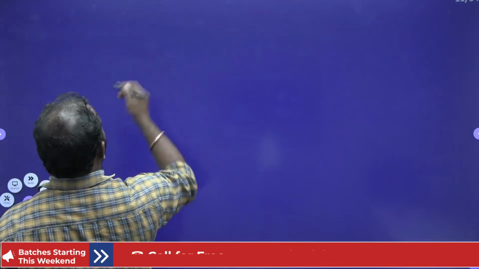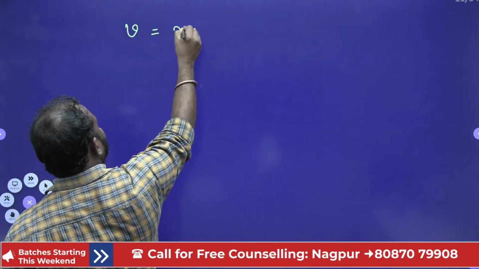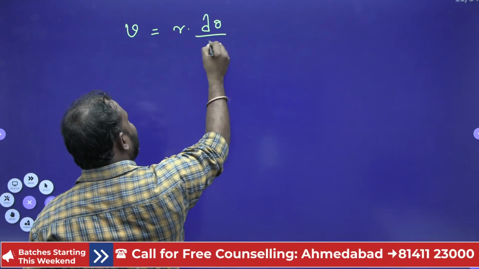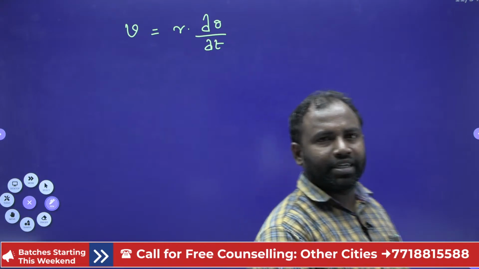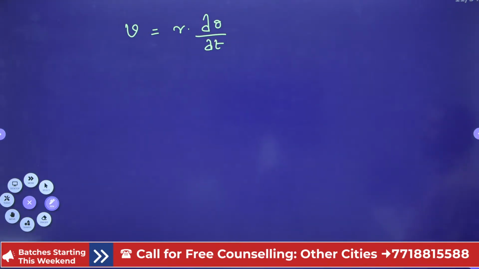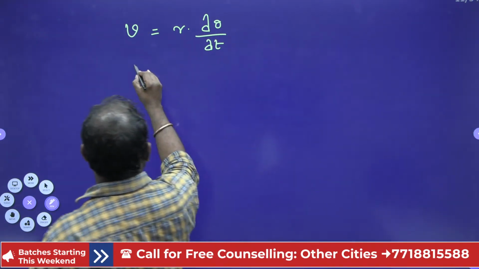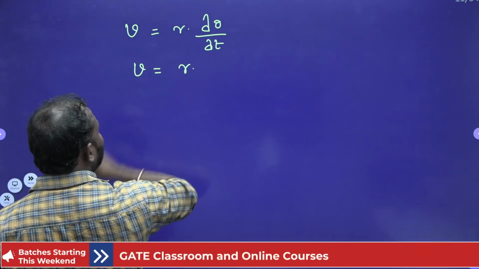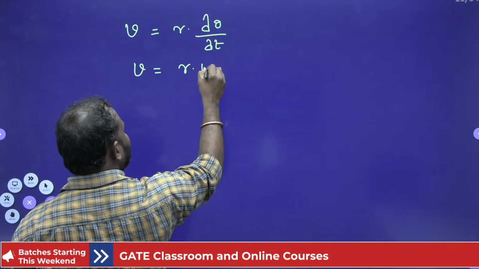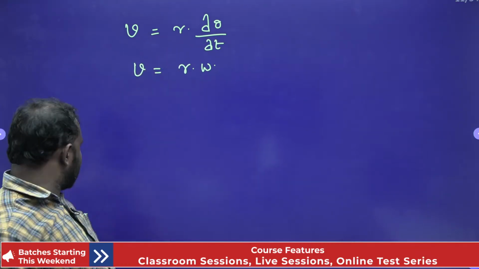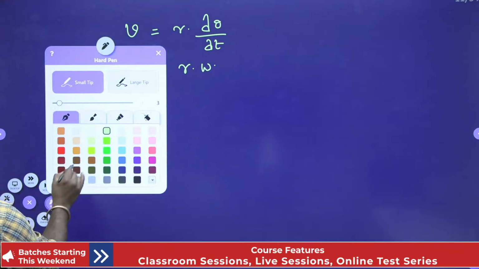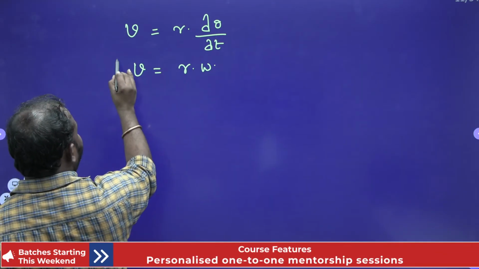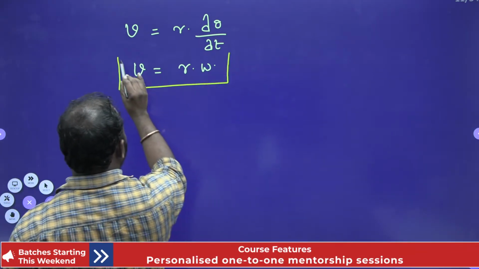Right. Now I'll write my velocity v is equal to r into dθ/dt. Now from here, dθ/dt is going to be the angular velocity, which we have already discussed, right? Now this is how you are supposed to find the linear velocity, right?